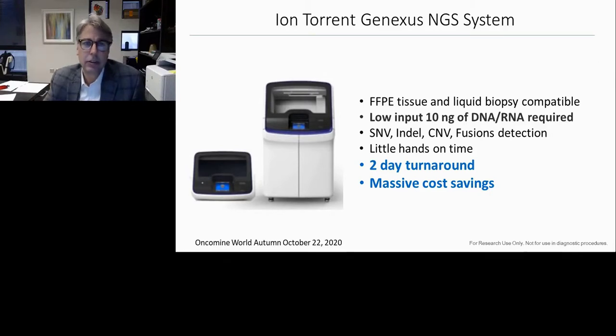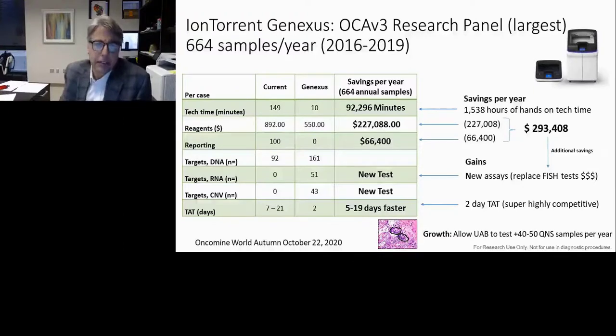This next slide goes over our cost savings. You see this table here, and this is an evaluation of running our current panel, which is a 100-gene DNA panel, compared to running the Oncomine Comprehensive Assay version 3. It's a research panel that includes 163 genes on the Genexus. By comparing the two assays, we recognized that it would be close to $300,000 a year in cost savings, which basically would be close to paying for the instrument within 1 year.